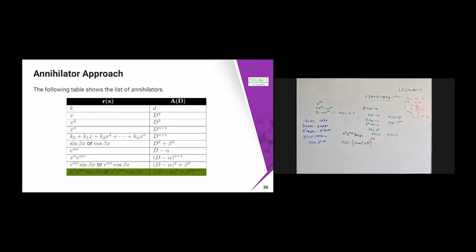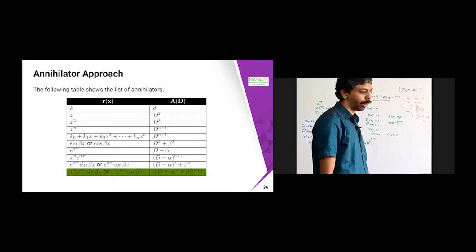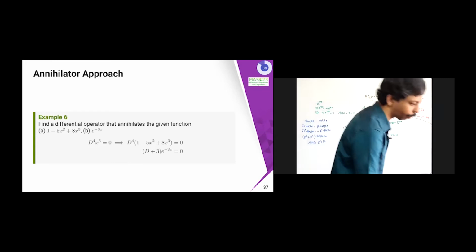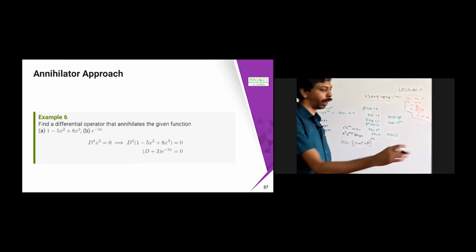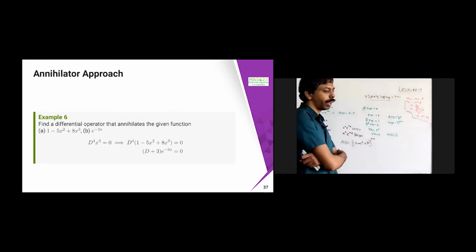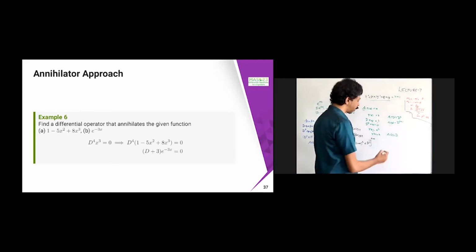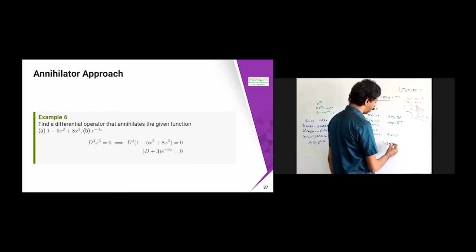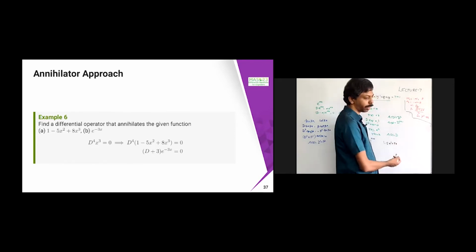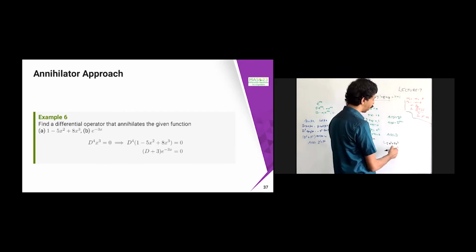So you can operate this, and then you can see that this is going to come for the case of all these cases. For example, we are going to have the annihilator for this function. For example, we have 1 minus 5x square plus 8x. Simply you can say that whatever the highest power you have, that is going to come. So here x cube is there. If it is x cube, then D power n plus 1 is going to come. So n is 3 here.